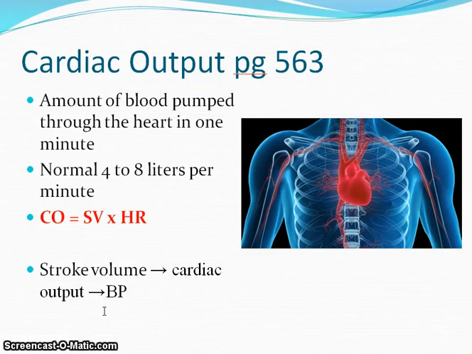The exact amount varies depending on their height and weight and overall size. So for instance, men are usually on the higher, closer to 8 range. Women, the more petite they are, the closer to the 4 liter range. We measure cardiac output by multiplying stroke volume, which is the amount of blood in each heartbeat that goes through the heart, times heart rate. All right, and that gives us cardiac output.